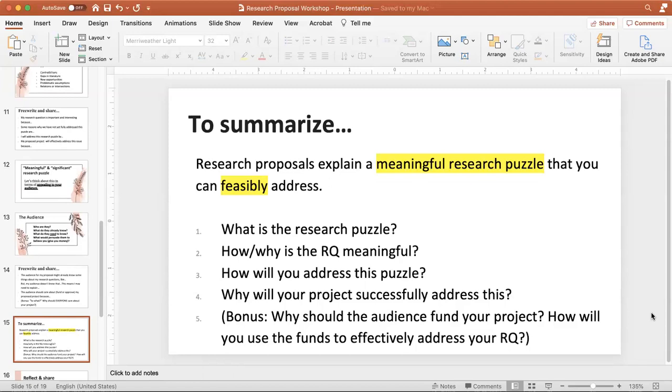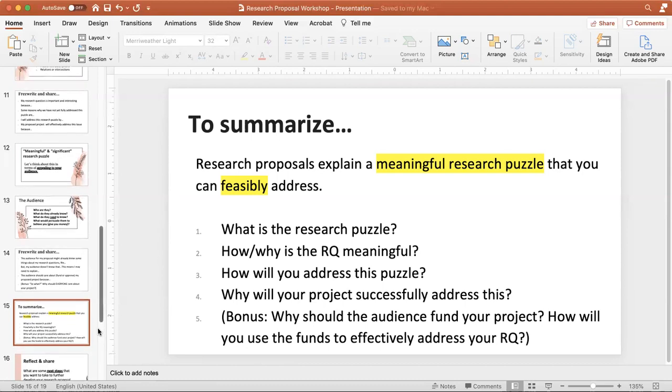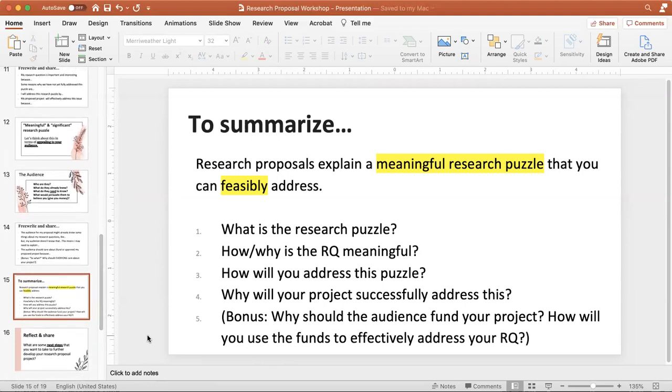3, how will you address this puzzle? So what are your methods that you are doing, and what will you do to really make sure you answer these research questions or address this important research puzzle? 4, why will your project successfully address this? And bonus question, for those of you who are thinking about applying to grants or fellowships, other scholarships, why should the audience fund your project? And depending on the nature of your grant or fellowship application, you may need to write some material about how you will use the funds to effectively address your research question. All right, so these are the main questions, the main expectations that a research proposal may include.